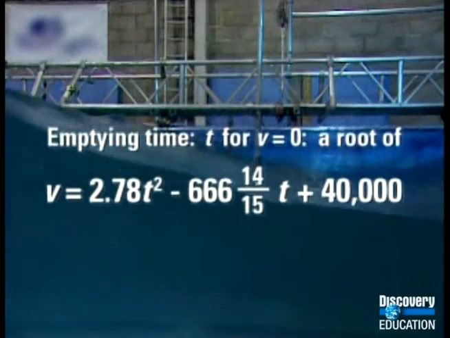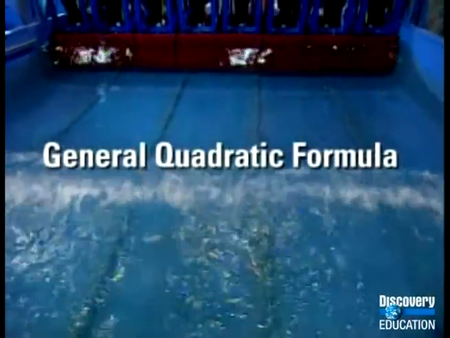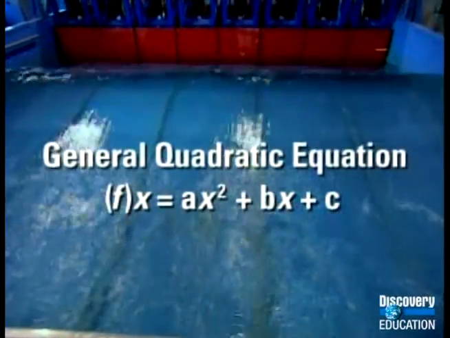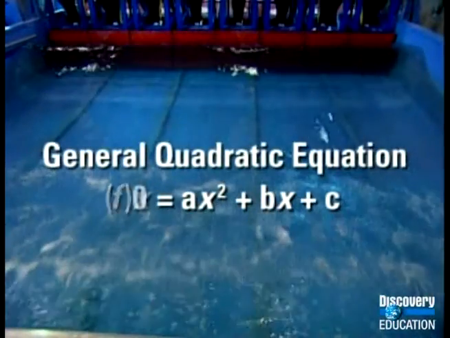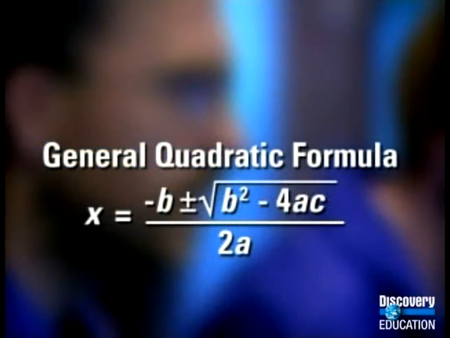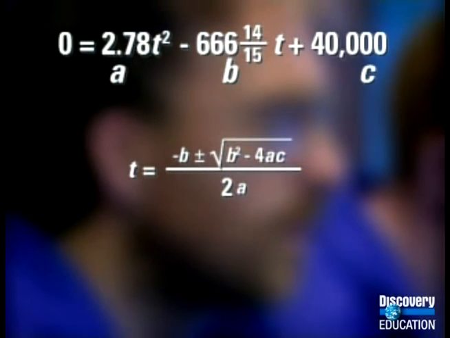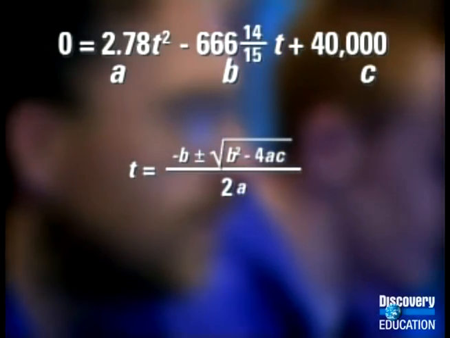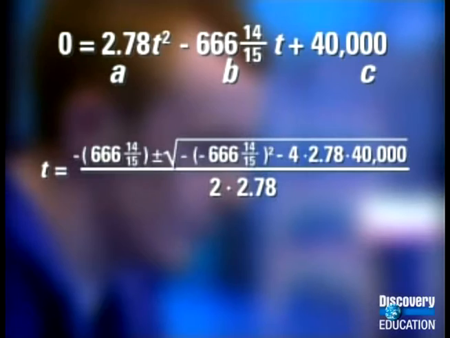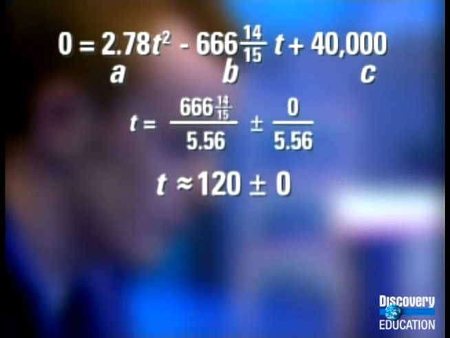Since this is a quadratic equation, one way to figure out a root, or roots, is to use the general quadratic formula, which provides roots of quadratic equations. It's derived by solving the general quadratic equation for x when the value of the quadratic expression is 0. This is the quadratic formula. From the engineers, these are the values for a, b, and c in the expression for the volume of water in the emptying tank. C is 40,000, the number of gallons of water in the tank. Substitute these values into the quadratic formula and you get the root, or roots.